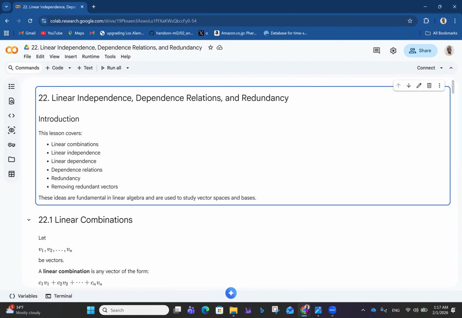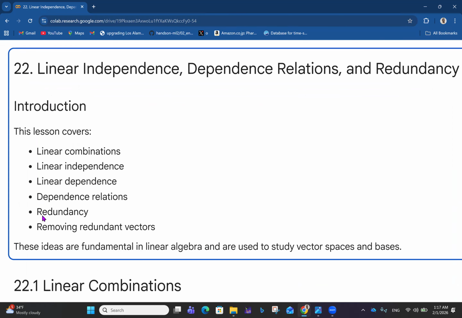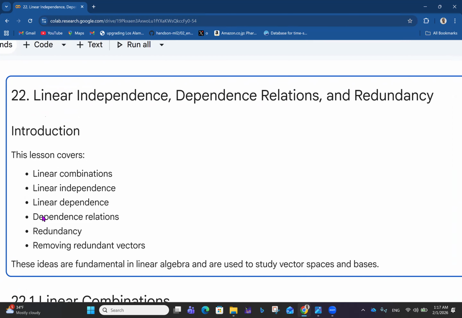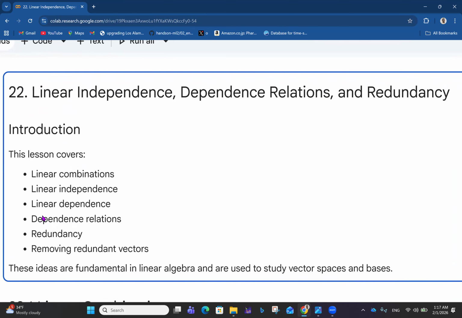Linear independence, dependence relations, and redundancy. This lesson covers linear combinations, of course, for vector space. In talking about vector space, we talked about linear combinations. Linear independence is another thing we're going to see. Then we'll see linear dependence. Then we'll look at dependence relations. We'll look at redundancy and how to remove redundant vectors.